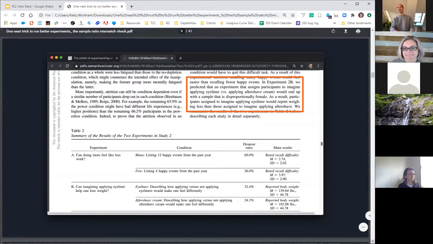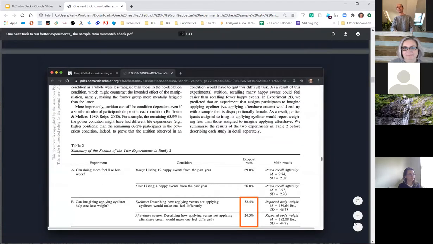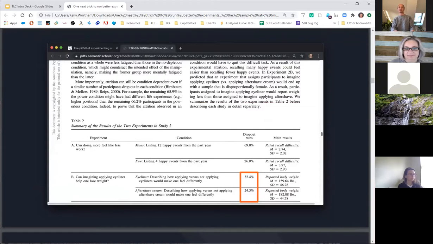So this prediction is actually borne out if you go to the next slide, because if you look at the dropout rates that they also report, you can see that the dropout rate for the aftershave condition is about 24%, whereas for the eyeliner condition, it's 32%. Again, that's a significant difference. And it's likely that that additional dropout is disproportionately male, which explains the change in body weight.